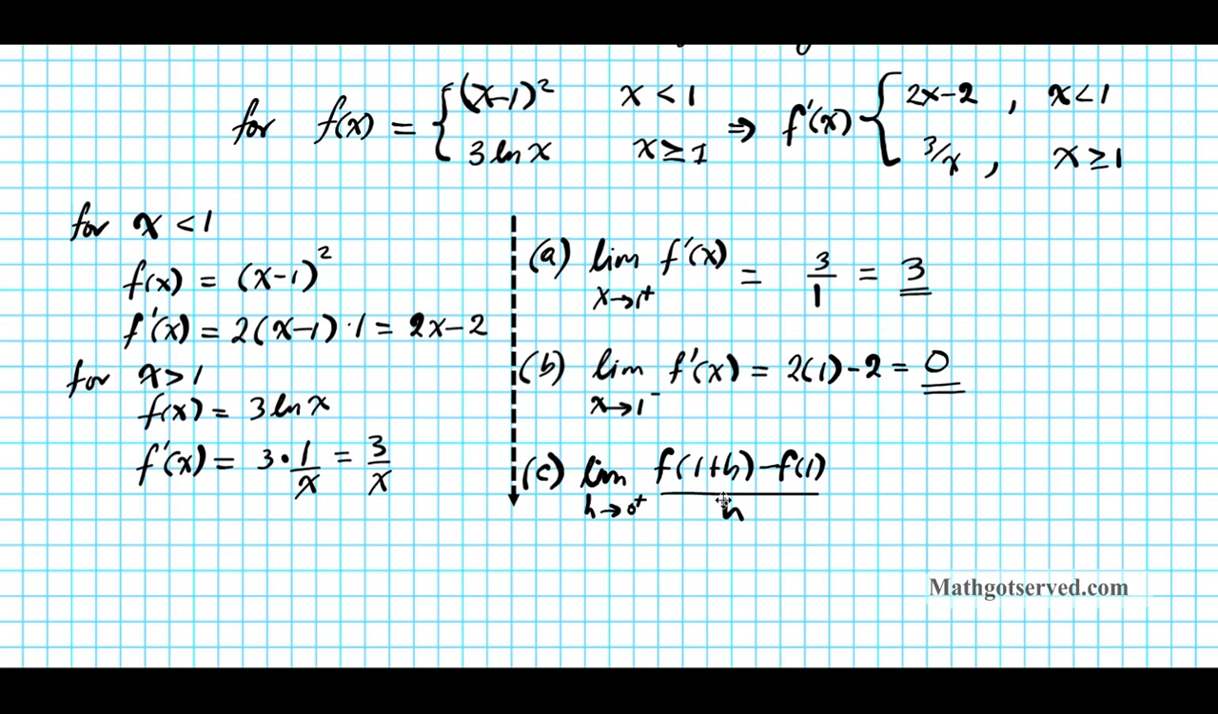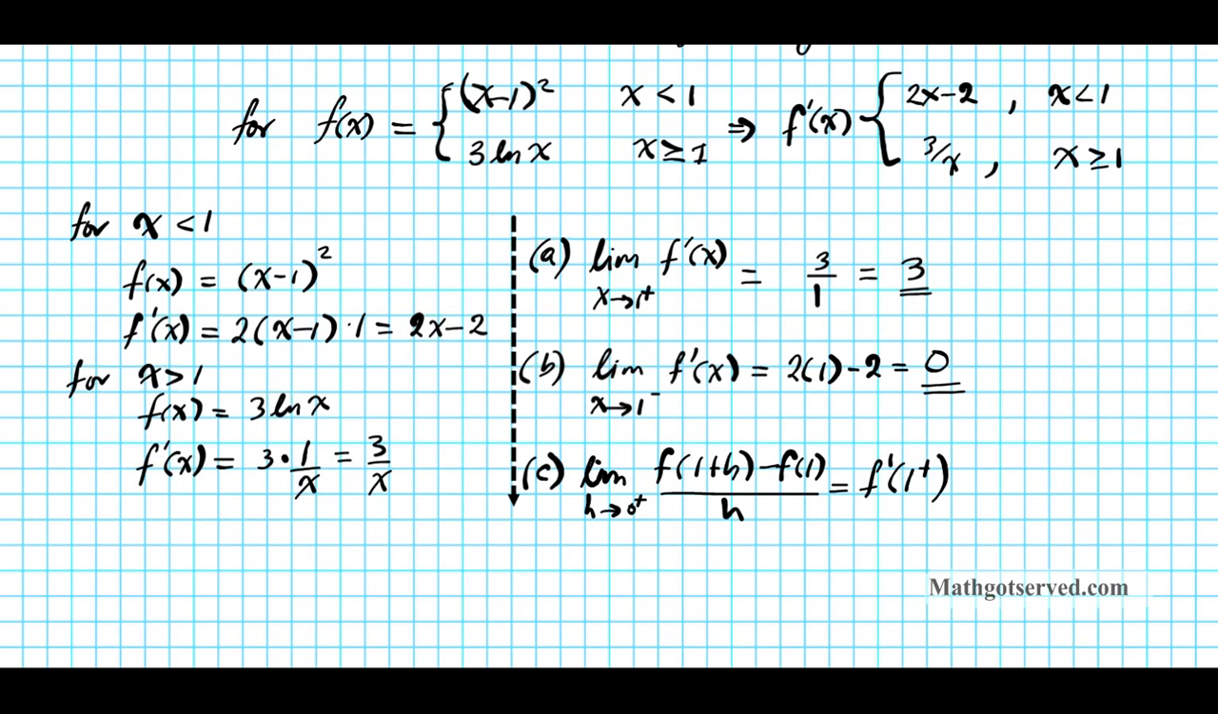Now what is this? What on earth is this? This is the directional limit definition of a derivative. We are approaching the derivative from the right, so this is known as the right-handed derivative. The right-handed derivative is the same thing as f prime of 1 from the right.